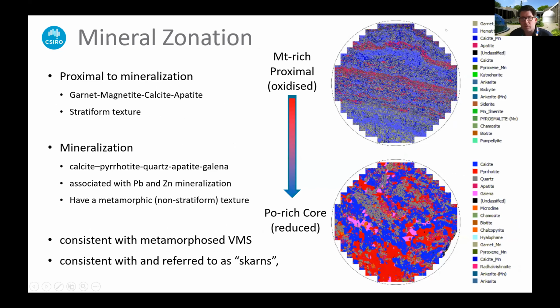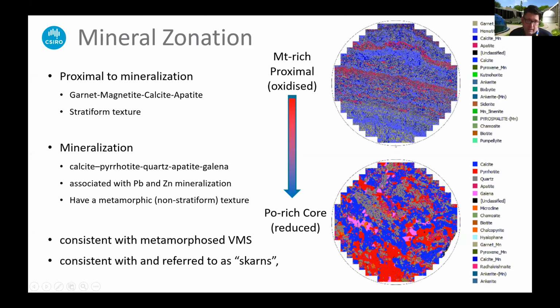This is what the rocks look like. So again, you're seeing these stratiform textures on the outer parts. So you've got this magnetite-rich, garnet-rich, calcite-rich rock here. It's very, very magnetic. As you come into the middle, you're getting these calcite, pyrrhotite, galena assemblages. And again, similar to what you're seeing at Monakoff, you have completely recrystallized textures here.